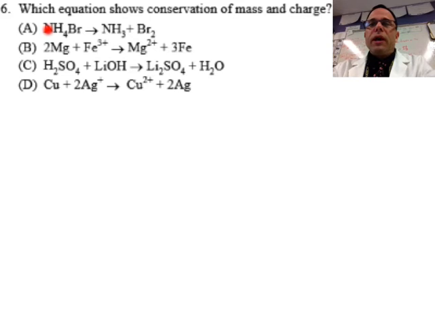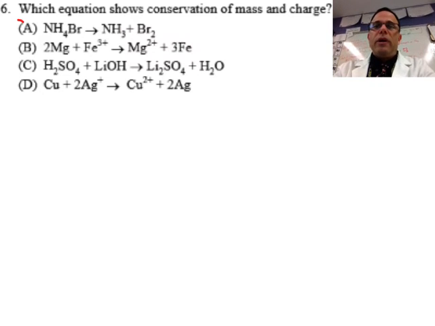Here we have 1 nitrogen on the reactant side, 1 nitrogen on the product side, 4 hydrogens total on the reactant side, and total only 3 hydrogens on the product side. We already know A cannot be the choice. For B, 2 magnesiums on the reactant side, only 1 magnesium on the product side. It is also eliminated.